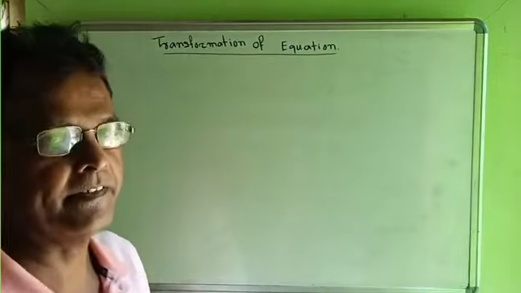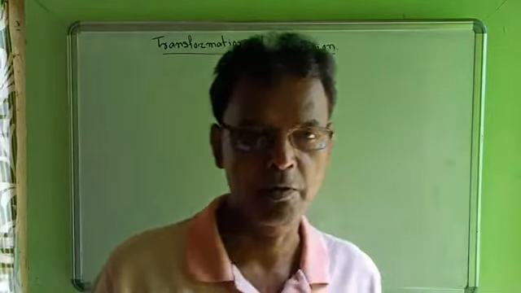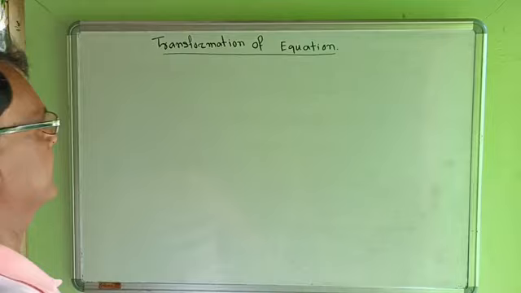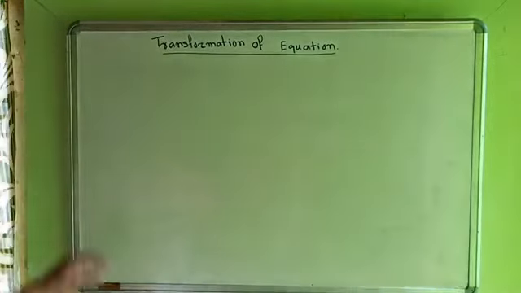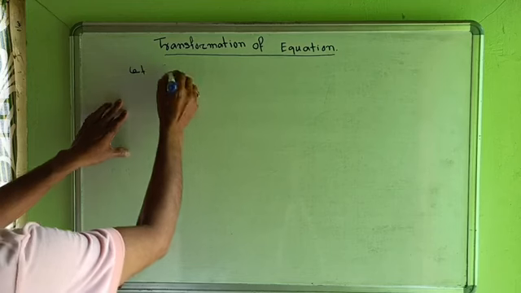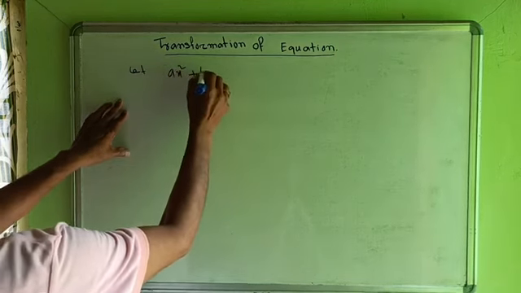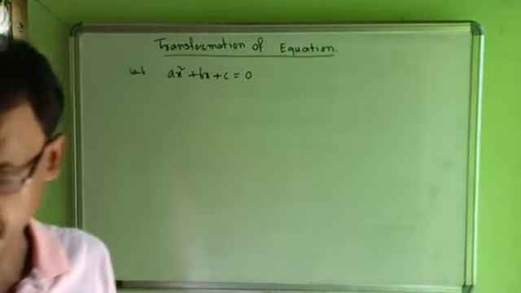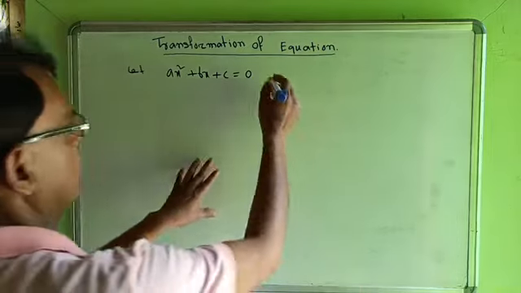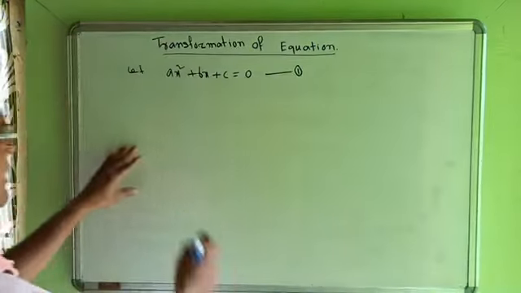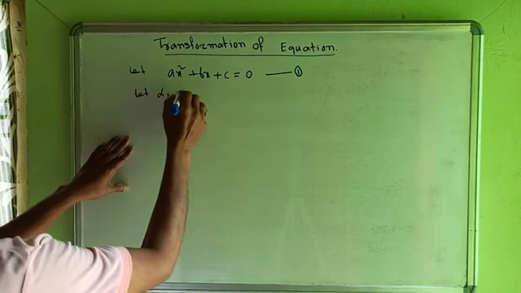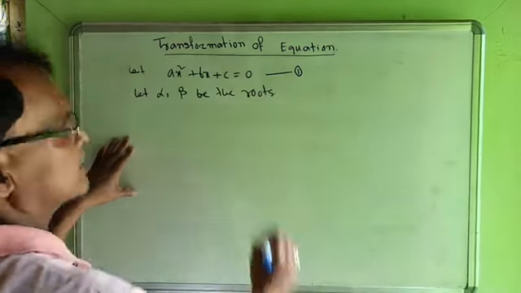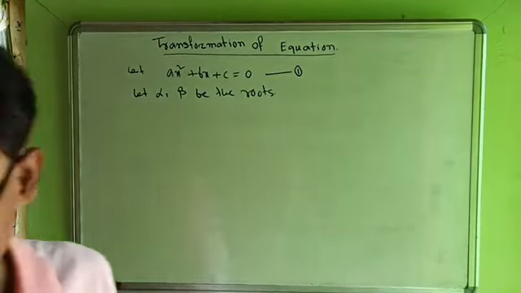Now we discuss a very important theory by which we can solve many important problems in JEE. The theory is known as the transformation of equations. Let ax square plus bx plus c equal to 0 be a quadratic equation. Consider this as equation number 1, and let alpha and beta be the roots.